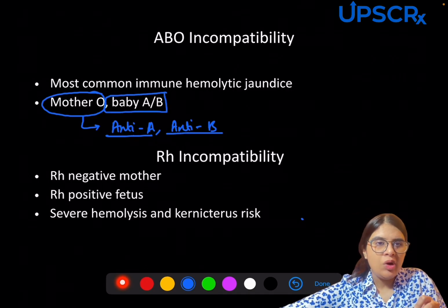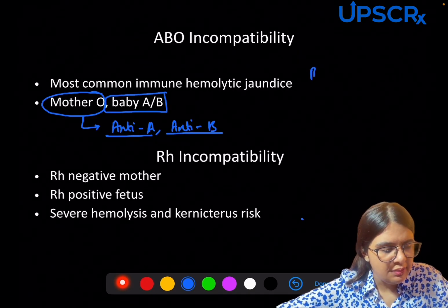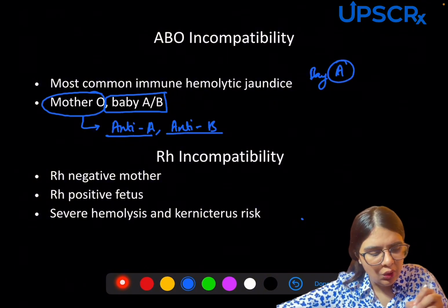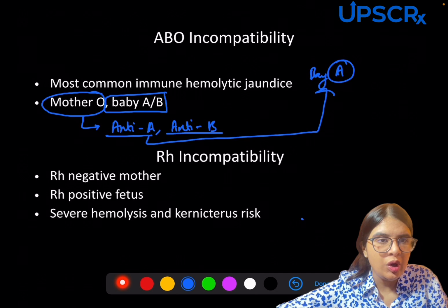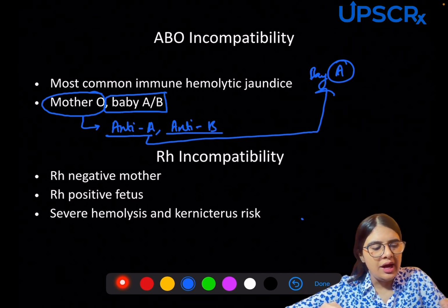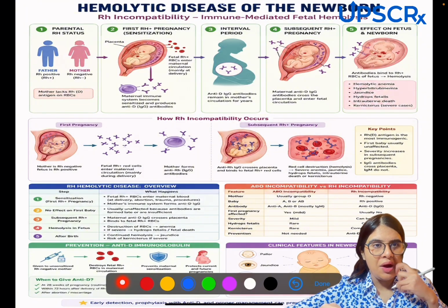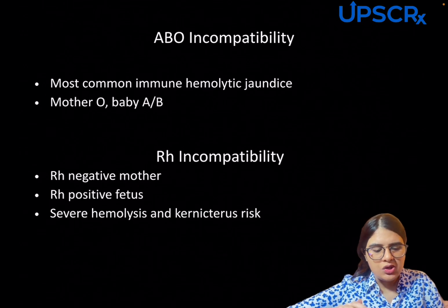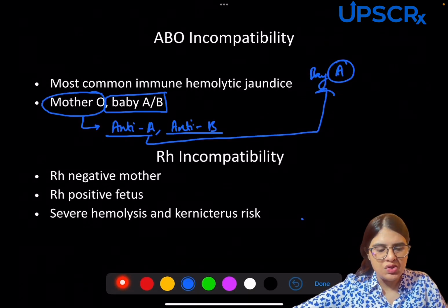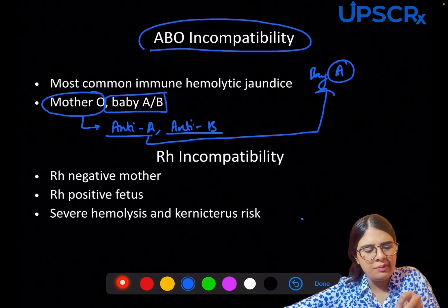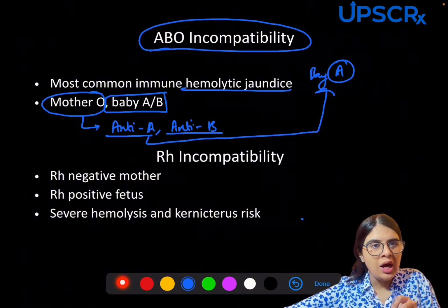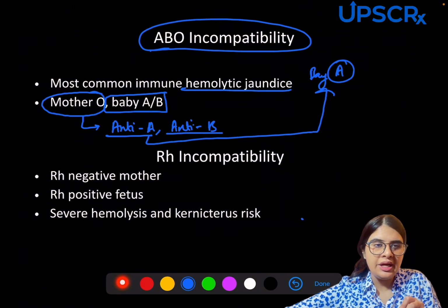Now, when these antibodies are present, and suppose the baby has blood group A, okay? Now, this anti-A antibody will go and attack this A antigen, okay? And now what will happen is there will be hemolysis, right? So if it attacks the antigen, then there will be hemolysis, and that can cause ABO incompatibility and hemolytic jaundice. Okay, so because blood group O lacks both antigens, it has both antibodies, anti-A and anti-B antibodies.